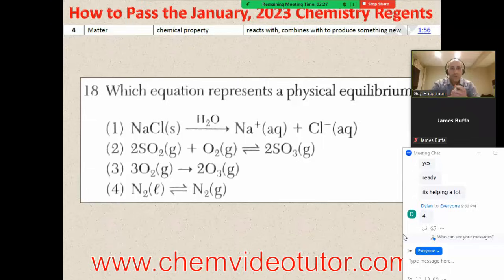And here's one more from the January 2023 Regents. Now, this question's worded a little bit differently, but it's the same idea. Physical equilibrium. Physical, what do you think is going to happen in physical? If chemical was something new, physical is going to be what? Remains the same. So do you see the answer already?